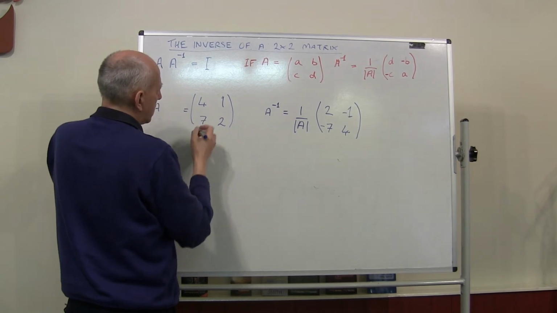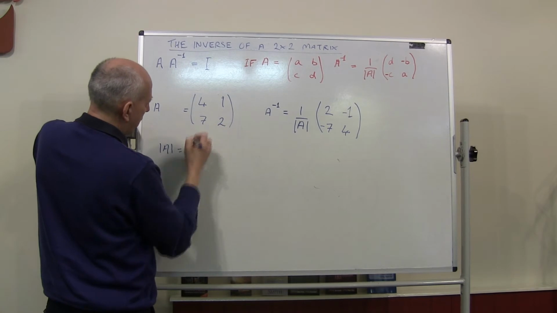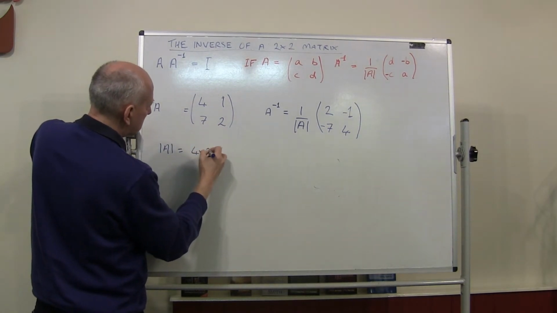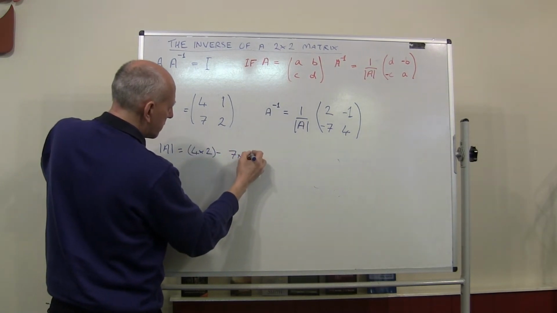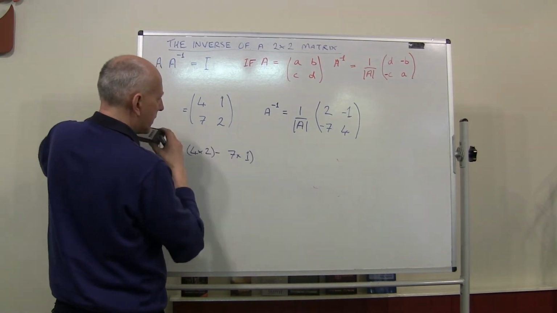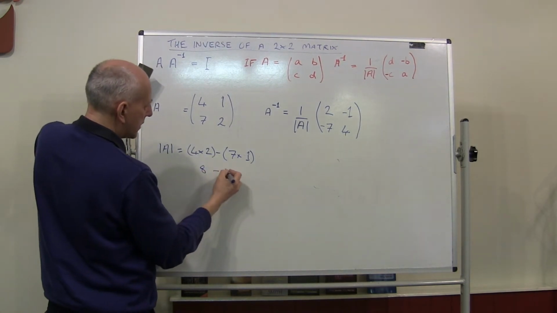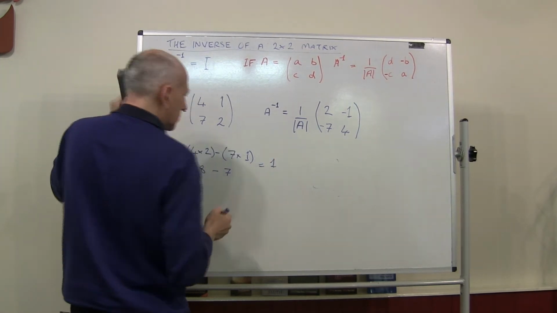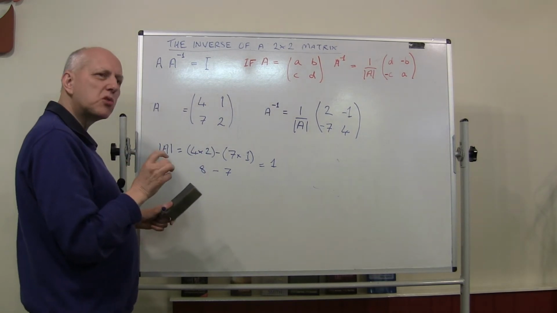So let's have a look. So the determinant of A is 4 times 2 minus 7 times 1. Whoops. That's a terrible one. Which is 8 minus 7, which equals 1.